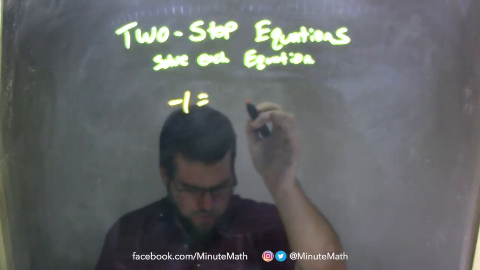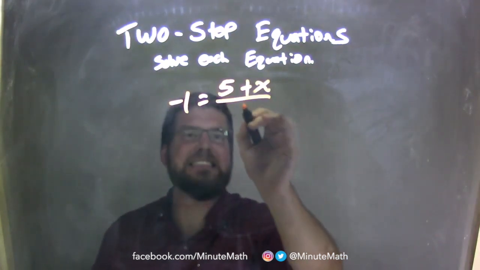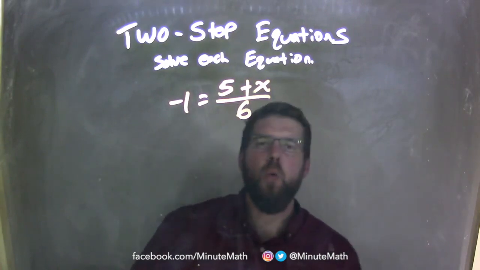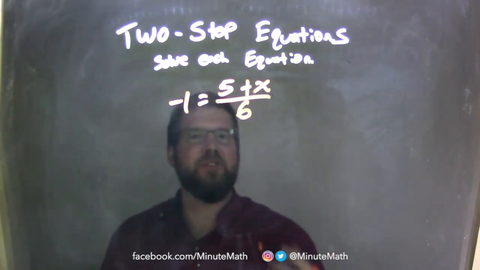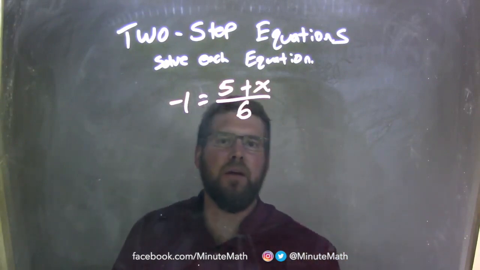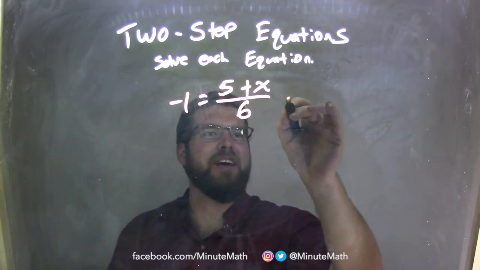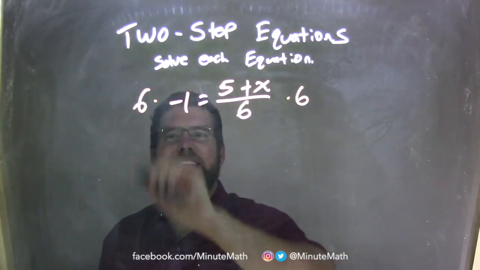Negative 1 equals (5 plus x) over 6. Okay? Well, the first step here, I can imagine there's parentheses around that 5 plus x. I need to get rid of that denominator, and that's division. So the opposite of division is multiplication. So I actually have to multiply both sides by 6 first.